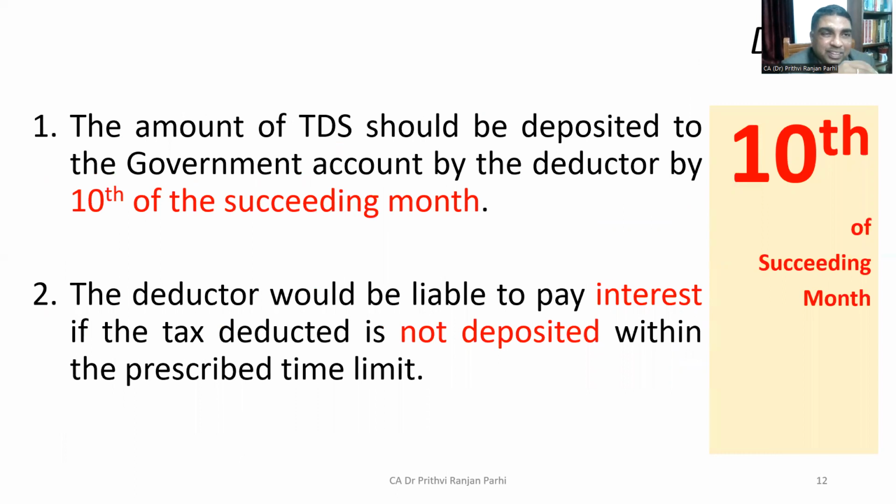Now, the next point is that once a DDO or an entity knows that tax has to be deducted, it deducts. Then whatever is deducted is required to be deposited with the government. After registration, we can create a challan and deposit it with the government by the 10th of the succeeding month. Suppose tax deduction is made in the month of October. By November 10th, this money has to be deposited. If the deductor fails to pay, then he has to deposit it with interest. So DDOs have to remember this date: by the 10th of the succeeding month, they have to deposit whatever tax is deducted at source.